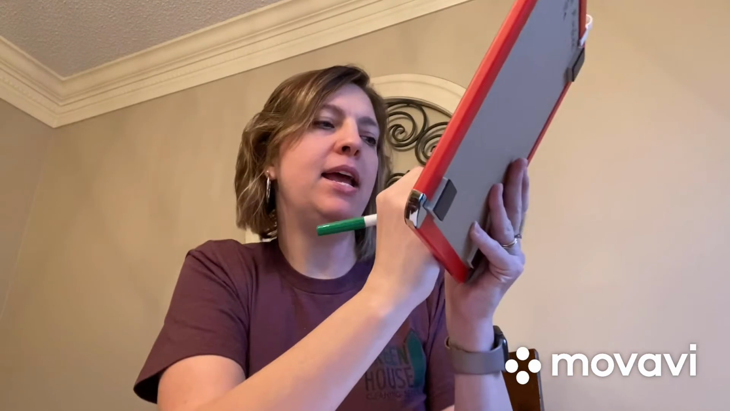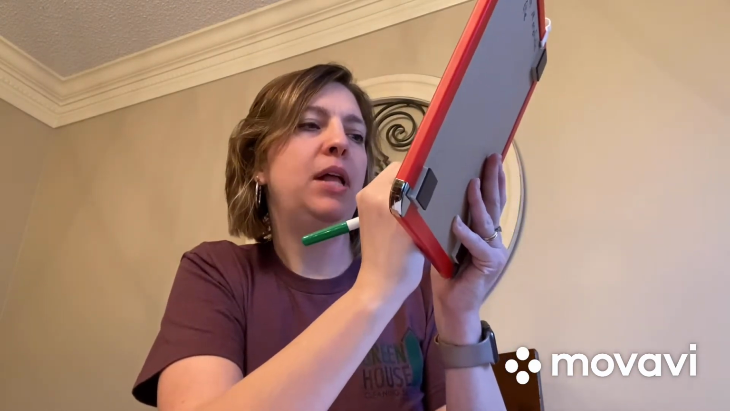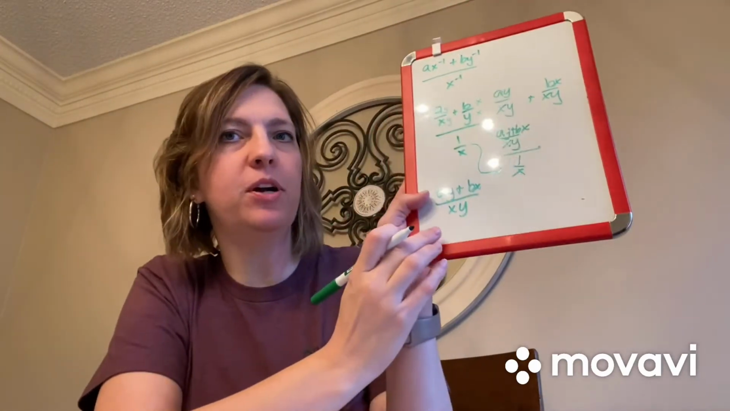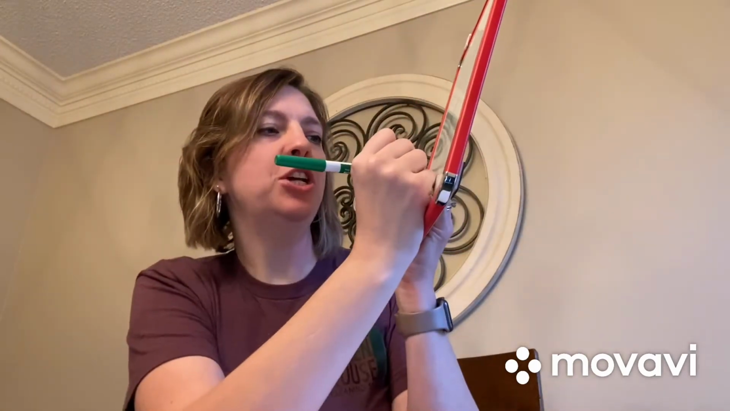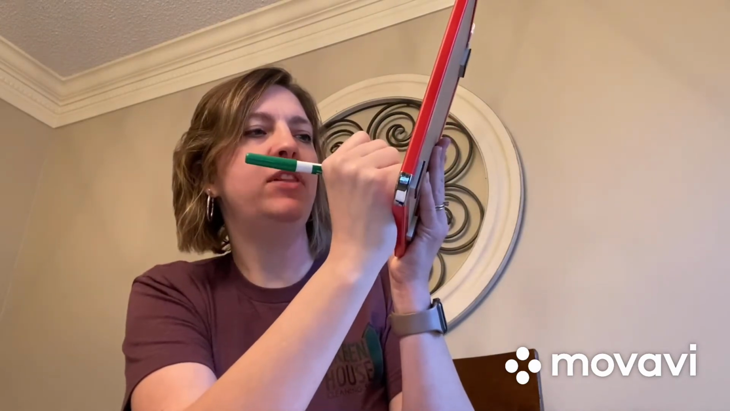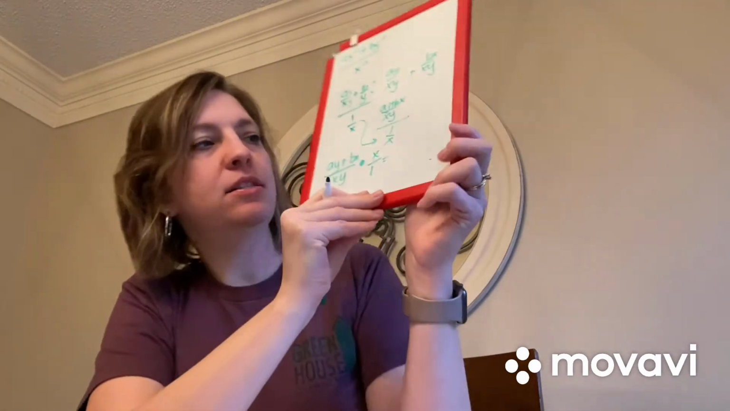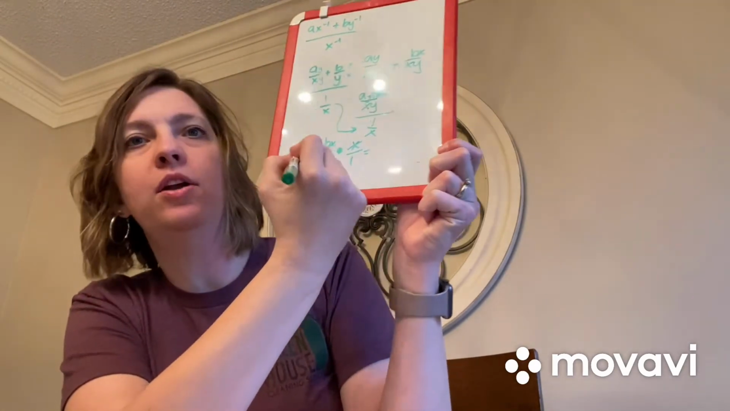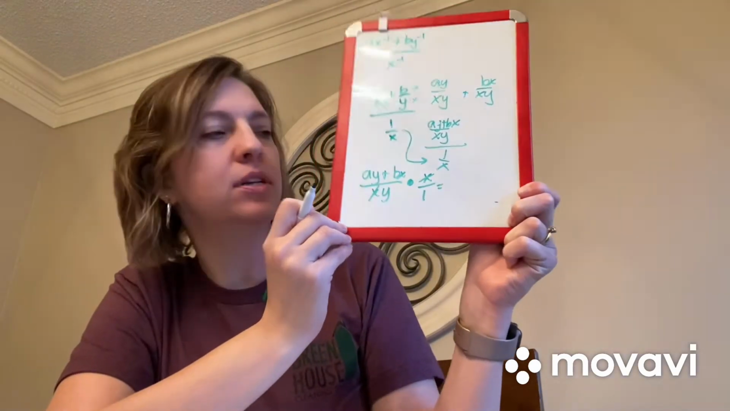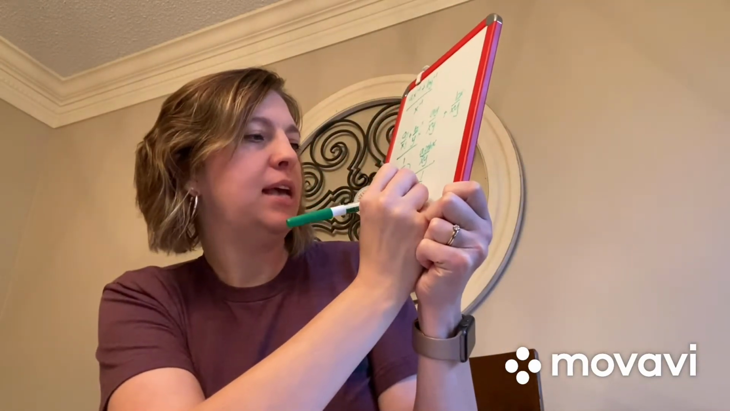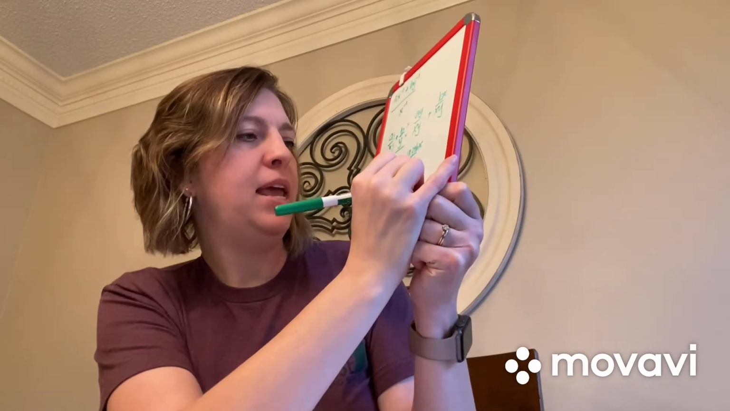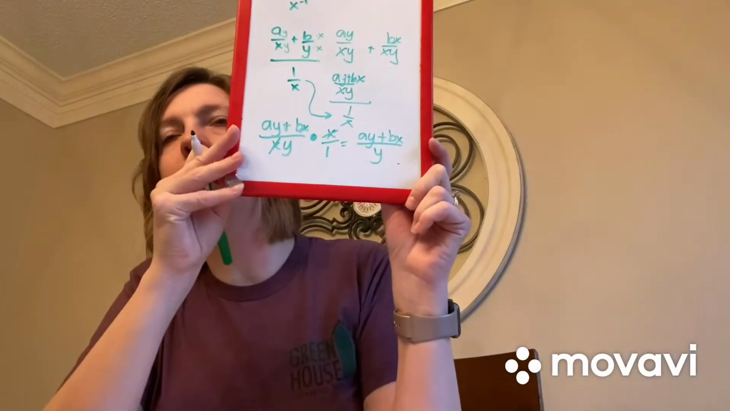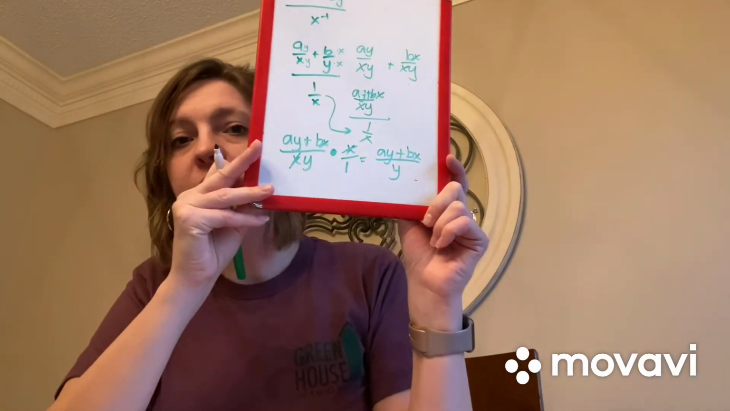So let's rewrite it. ay plus bx over xy. Keep the first part the same. Change it to multiplication, and then flip. Well, the nice thing is when I flip it, the x's are going to cancel out. One's in the numerator, one's in the denominator. They cancel each other out. So all I'm going to end up with is ay plus bx over, the only thing left in my denominator is 1y. That's it. So that's my final answer.